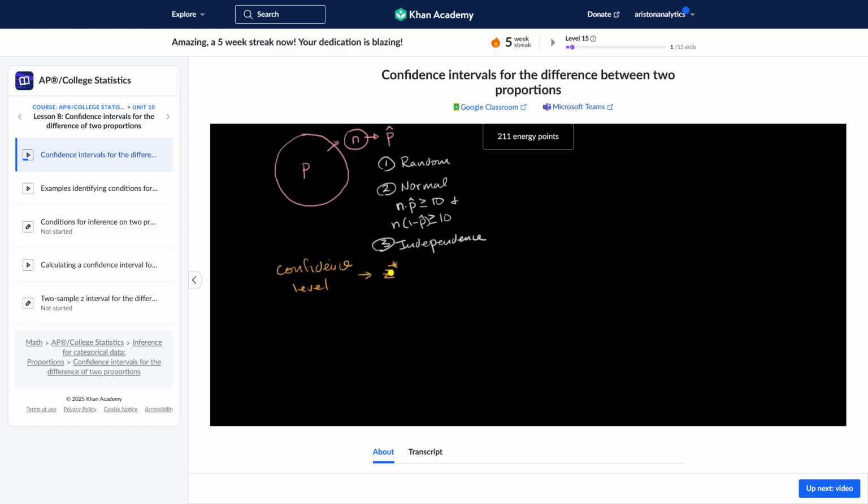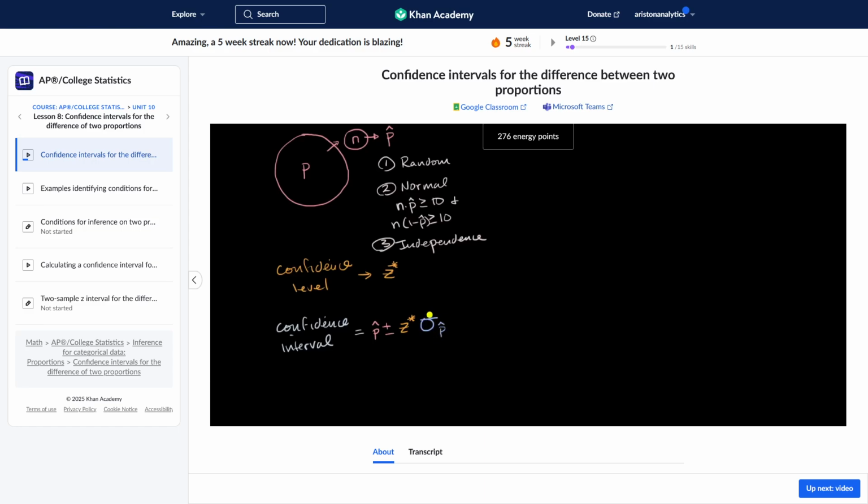You would say, hey, how many standard deviations above and below the mean of a normal distribution would you need to go in order to get, say, 95%, that confidence level of the distribution? And now we're ready to calculate the confidence interval. Confidence interval is going to be equal to our sample proportion plus or minus our critical value, times the standard deviation of the sampling distribution of the sample proportion.